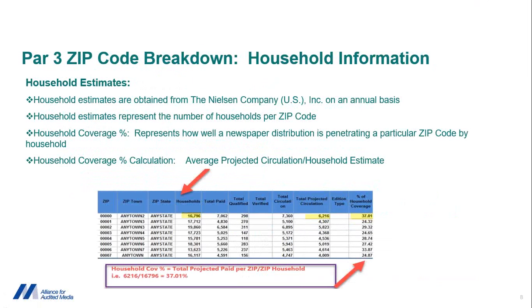The other key feature in the zip code report that is really helpful for our clients is household information. Household information is obtained from the Nielsen Company on an annual basis. What's great about this is that it has the household aligned to the specific zip code. It takes your total projected circulation, compares it to the household, and comes up with a household coverage percent. So this tells the reader of the report how well you're penetrating a particular zip code.